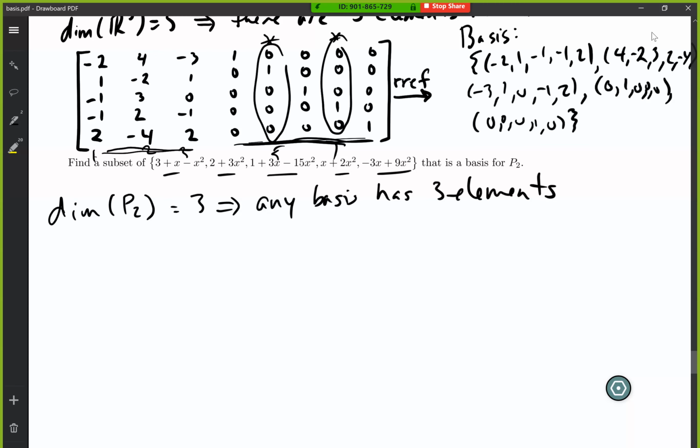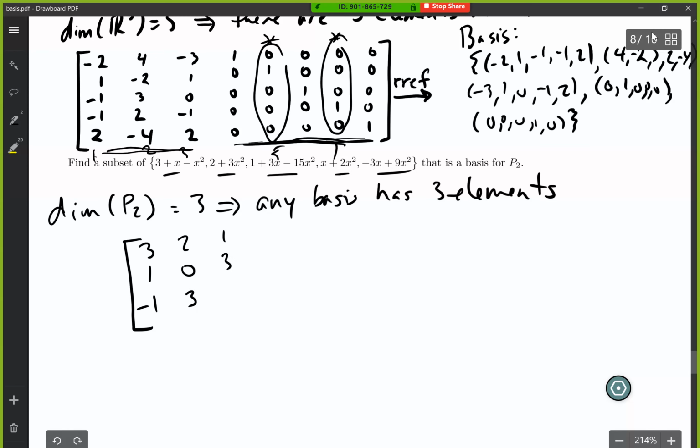All right, but the process to reduce it to a basis is exactly like what we just did in the previous problem. You're going to take these, and you're going to make a matrix. Remember, with polynomials, we just take off the coefficients and put those as the columns in the matrix. So 3, 1, negative 1, 2, 0, 3, 1, 3, negative 15, 0, 1, 2, negative 0, negative 3, 9. And we'll row reduce it to whatever that happens to be.